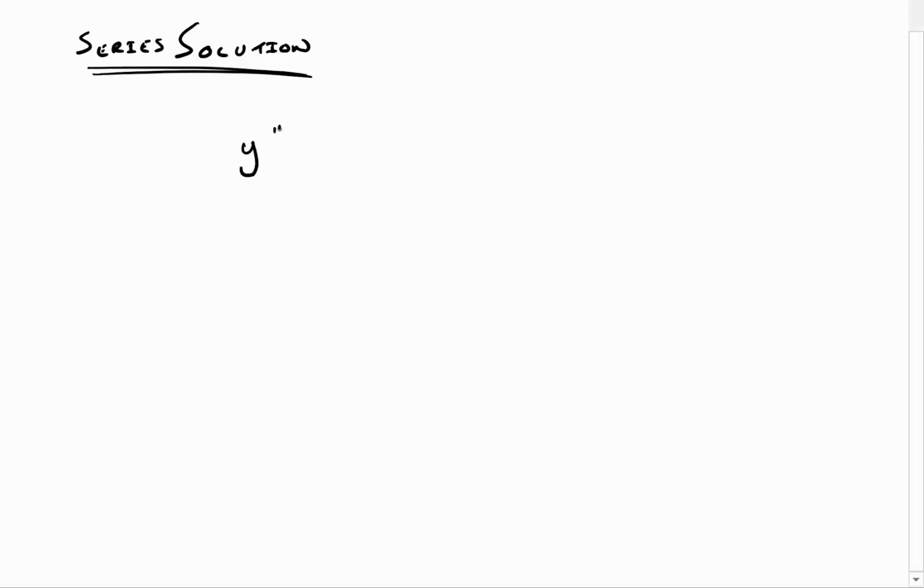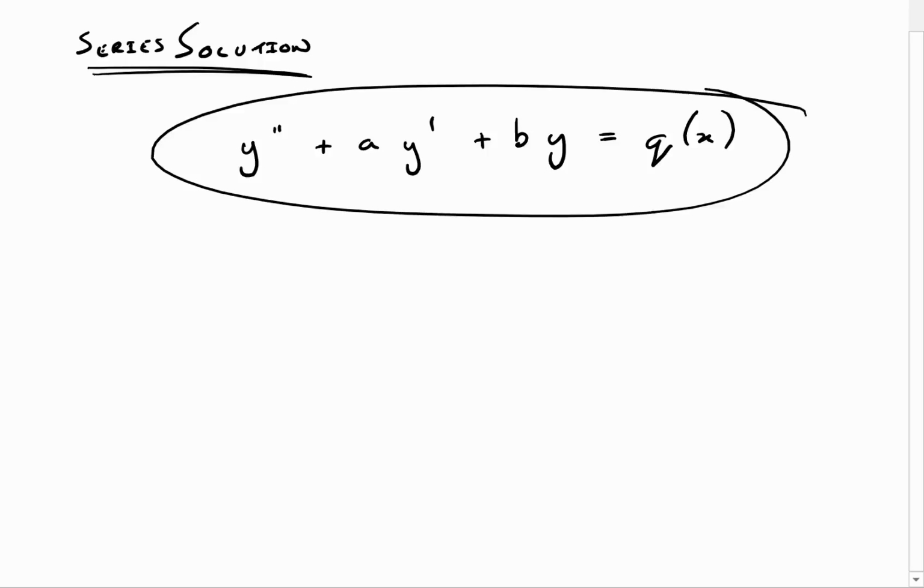Remember that we've looked at how to solve a second order differential equation of this kind of form. So second derivative plus some constant times the first derivative plus some constant times y equals something on the right hand side. Okay, so let's just say q of x, say. So yeah, that's fine. So basically, we've looked at how to solve these things where these coefficients here were constants.